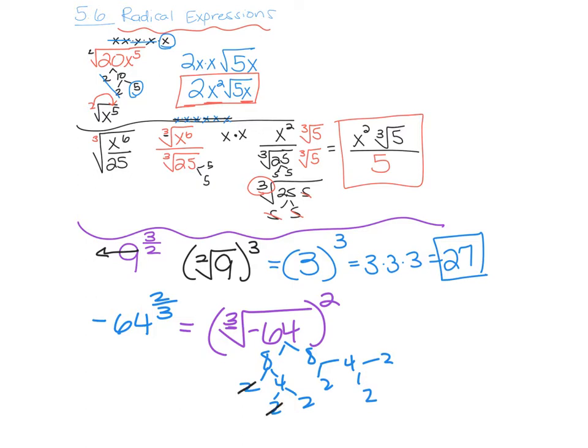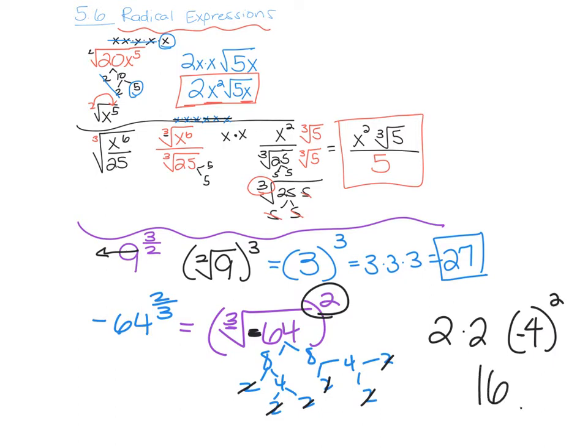So 1, 2, 3 2s means 1 2 comes to the outside of the cube root. 1, 2, 3 2s means another 2 comes to the outside, and there's nothing left underneath. So I eliminate my cube root, and I get 4, and then 4 is supposed to be squared and negative. So the negative comes from underneath. Squared makes negative 4 times negative 4, which is 16.